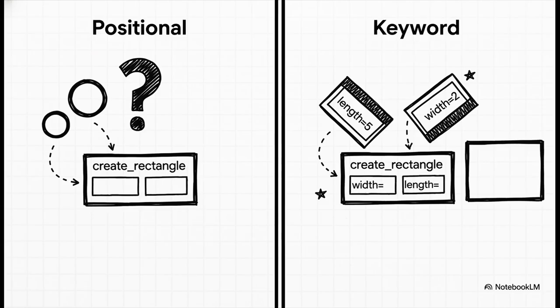Now, when you have a function that takes a bunch of arguments, it can be really easy to mix up the order. Keyword arguments solve this problem completely. By specifically saying width equals 2 and length equals 5, we can pass them in any order we want. It doesn't matter. This makes our code so much clearer and safer from simple mistakes.